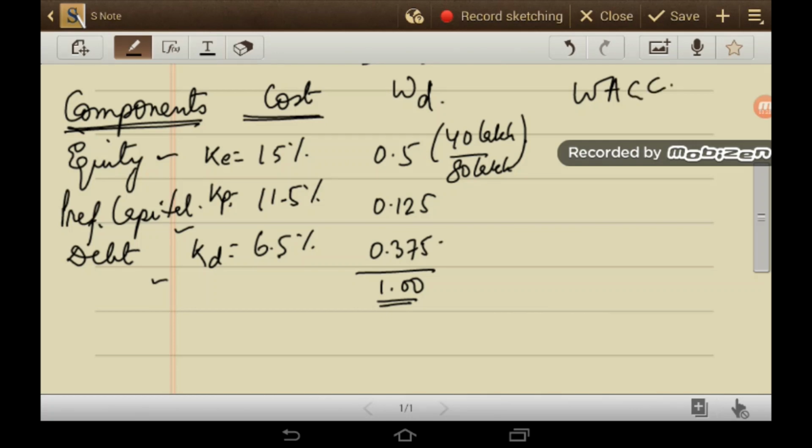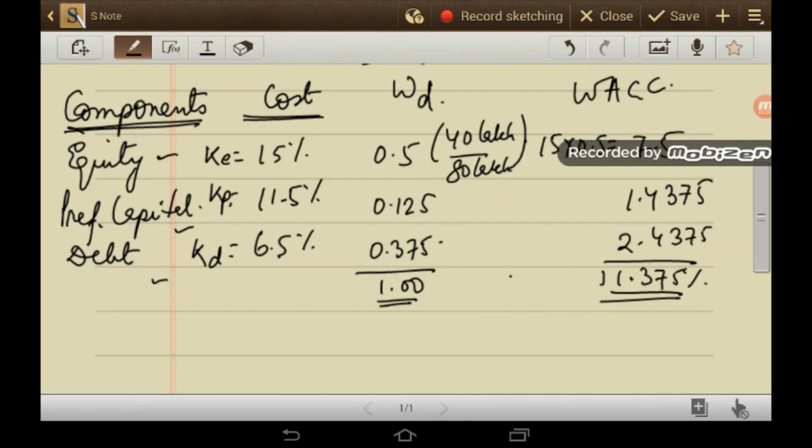And what is the weighted average cost of capital? You just multiply 15 into 0.5. This will give you 7.5, then 1.4375, and 2.4375. So this is calculated at 11.375%. So Ko, or the weighted average cost of capital, is calculated at 11.375.